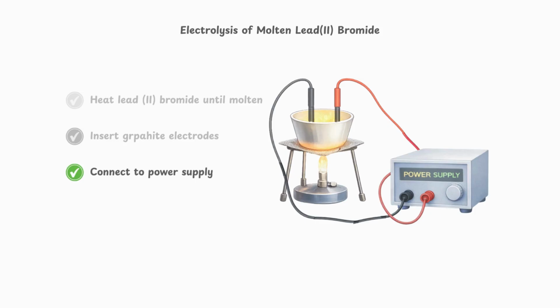The positively charged lead ions move to the negative cathode, where they gain electrons and form lead metal. The negatively charged bromide ions move to the positive anode, where they lose electrons and form bromine gas. As a result, molten lead-2 bromide is broken down into its elements, lead and bromine.